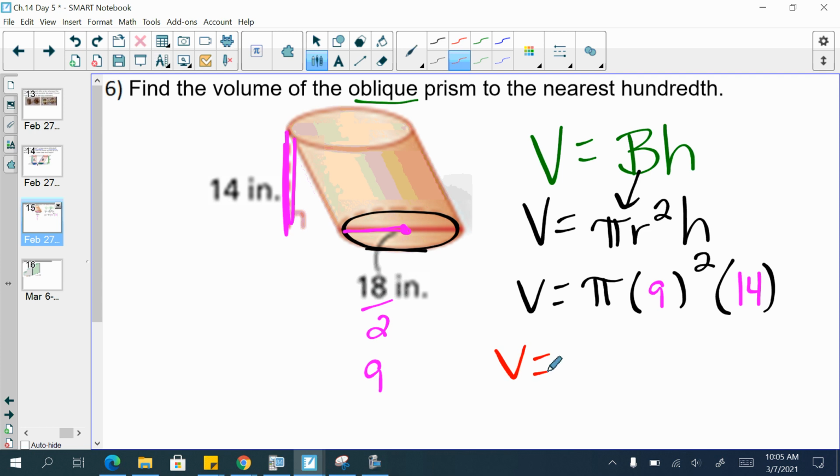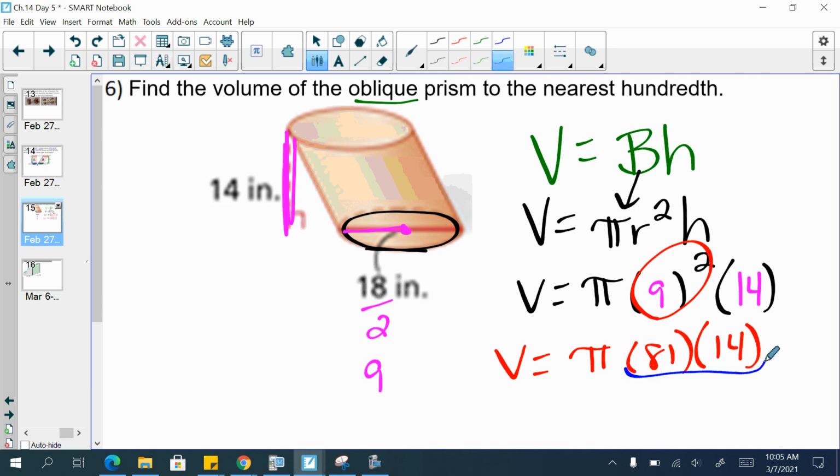Again, I like to do some simplifying first. 9 squared, because please excuse my dear Aunt Sally, right, is 81. And then multiplication is commutative. I always do this part first. 81 times 14 is going to give us 1,134.